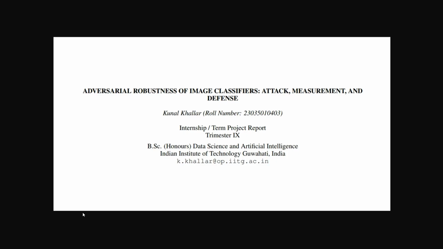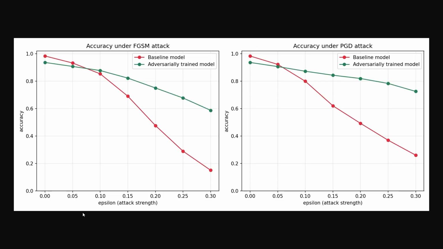The idea is that a neural network can score 98% plus accuracy on clean data and still be broken almost completely by pixel changes a human eye can't even see. So, I wanted to measure exactly how bad that gets, and then measure how much a standard defense actually fixes it. So three things happen here in this image.